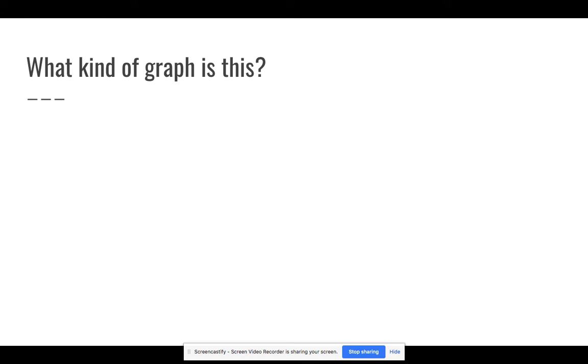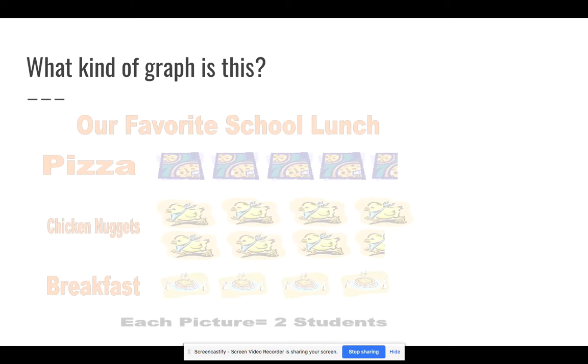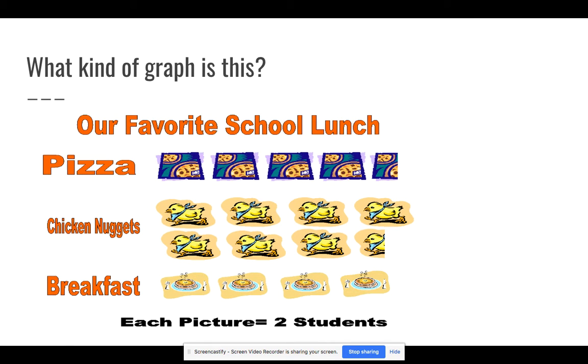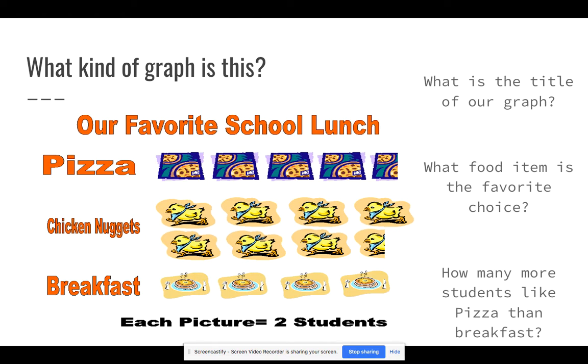First one. What kind of graph is this? What kind of graph am I showing you? Correct. This is a pictograph. A pictograph uses pictures or symbols to represent data. Now let's answer some questions. What is the title of our graph? The title of our graph is Our Favorite School Lunch.